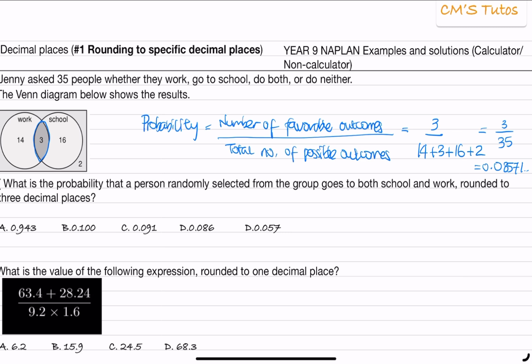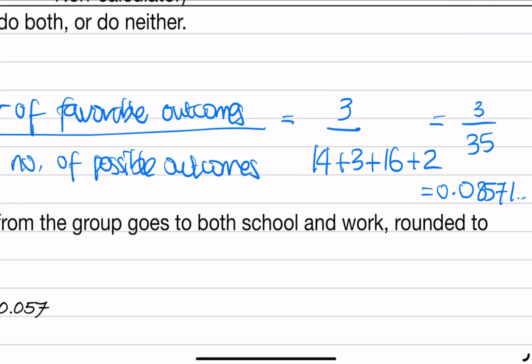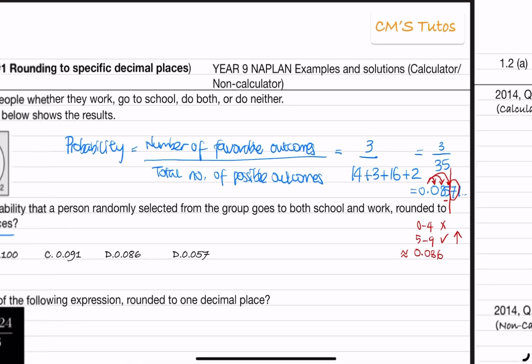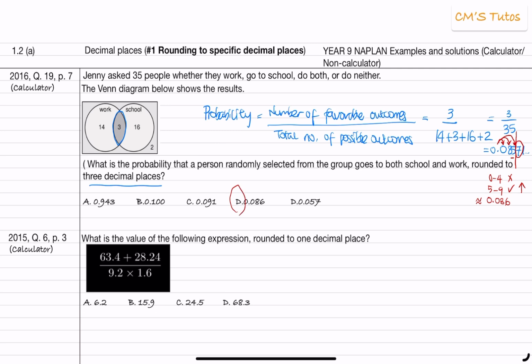But it only needs us to round it to 3 decimal places. So where am I looking for 3 decimal places? I'm going to count again from my decimal point. 1, 2, 3. So the cutoff is here. The first step, we already know where it's going to cut off. It's 0.085. And the second step, we're going to look at our bossy digit. The bossy digit is 7. Is it between 0 to 4? Nope. But is it between 5 to 9? Yes, it is. So we know that the number before our bossy digit, number 5, needs to go up by 1. So I'm going to round here. It's 0.086. Let's have a look at our options in this one, and D will be our answer.